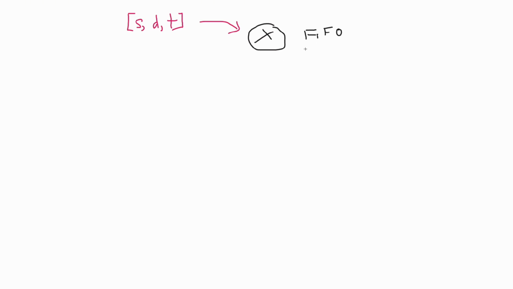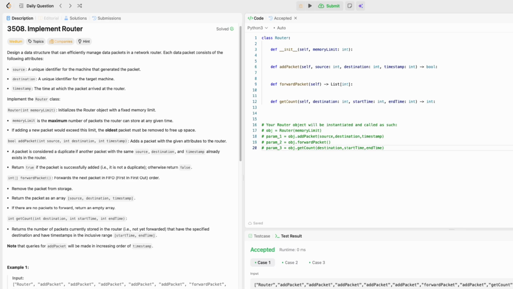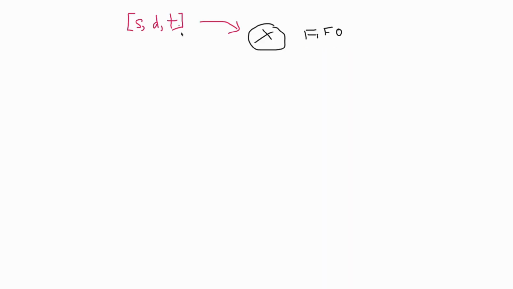However, the difficult thing, I think, is the get count function. For the get count function, we are given a destination, and this destination is associated with an array of timestamps. The difficult thing is that we need to count how many events, or packets, are in an interval.